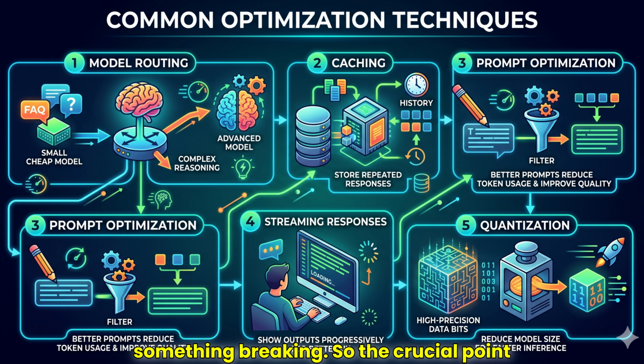So the crucial point is that developers don't just throw their hands up and quit. Instead, they use very specific architectural techniques to navigate and balance this trilemma. They use model routing, which means sending simple FAQ questions to small, cheap models and saving the heavy, expensive models only for the complex reasoning tasks.